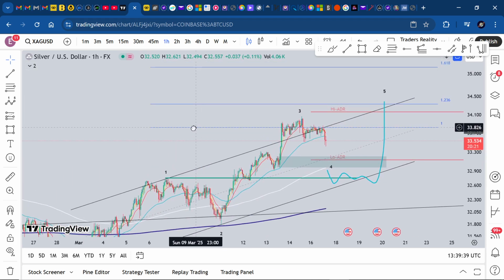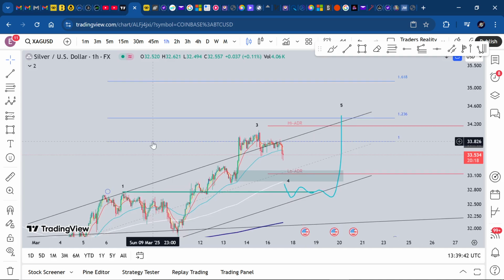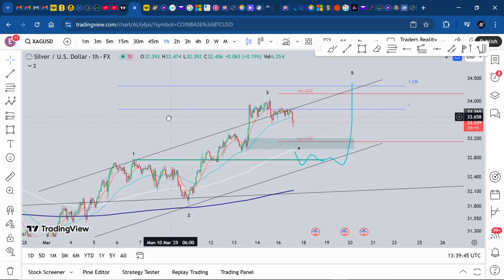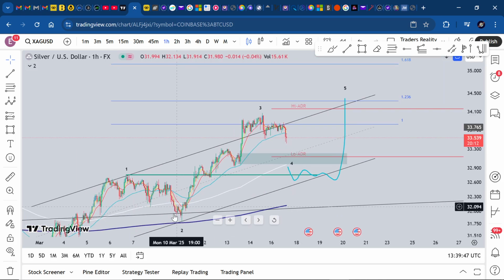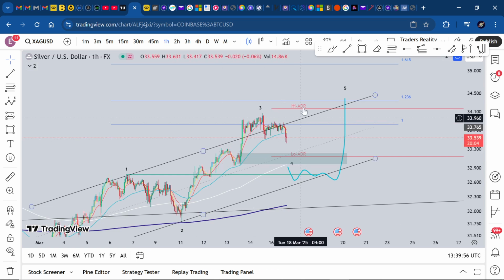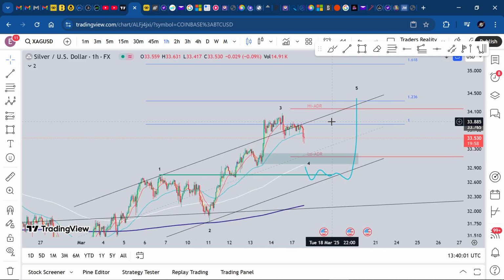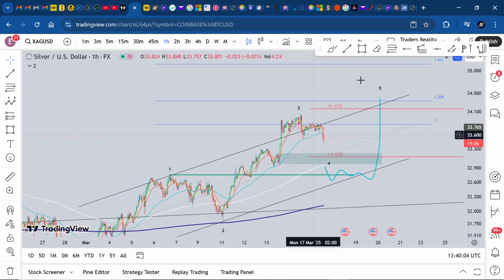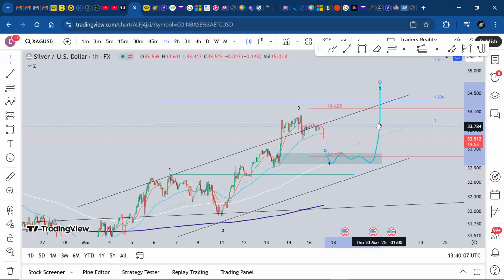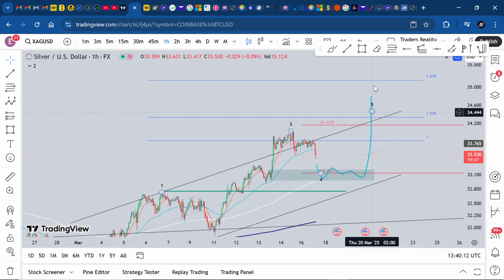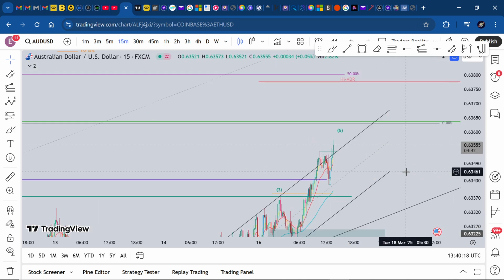Third wave would be shorter. No, it's not shorter than 1. The third wave hasn't seen the 1618. It doesn't have to. And then again, we could have 1, 2, 1, 2, 3, 4, 5, then 4, then 5. So ultimately, if price gives an accumulation even here, either of them, okay, I'm looking for a buy on silver. It's as simple as that. There is nothing else on that I can really say right now.